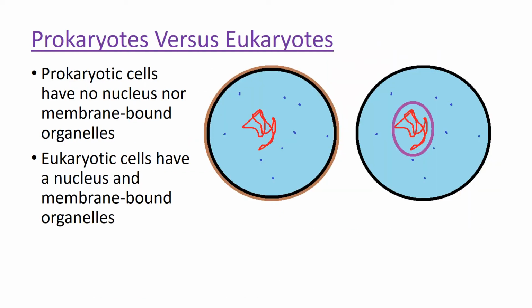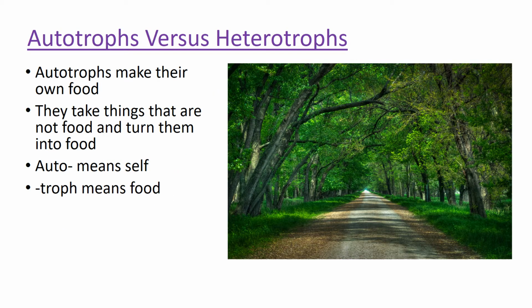When we're talking about the 6 kingdoms of life, it's also useful to know whether or not an organism is prokaryotic or eukaryotic. Prokaryotic cells have no nucleus nor membrane-bound organelles, whereas eukaryotic cells do have a nucleus and they do have membrane-bound organelles. Some organisms can make their own food, and other organisms cannot. They have to eat organisms that make their own food.